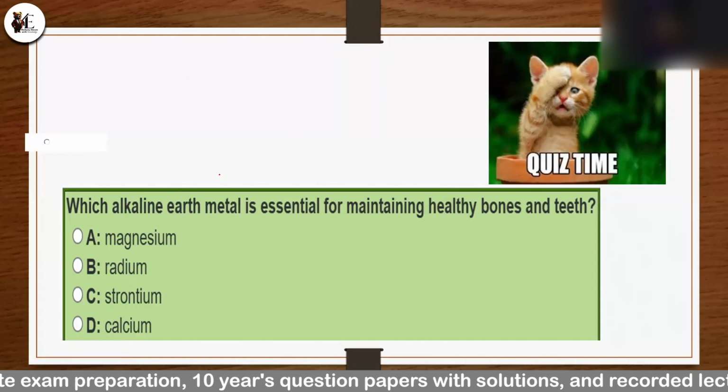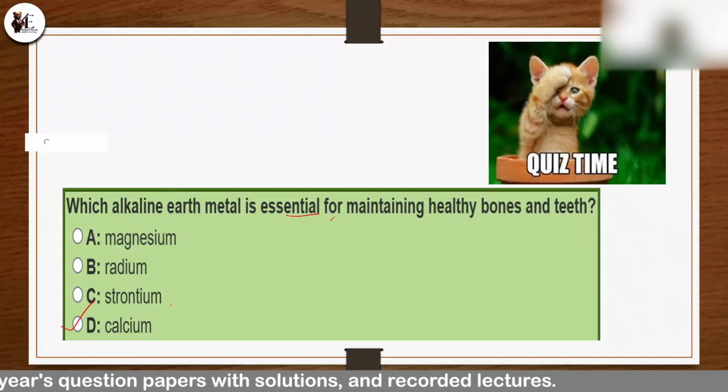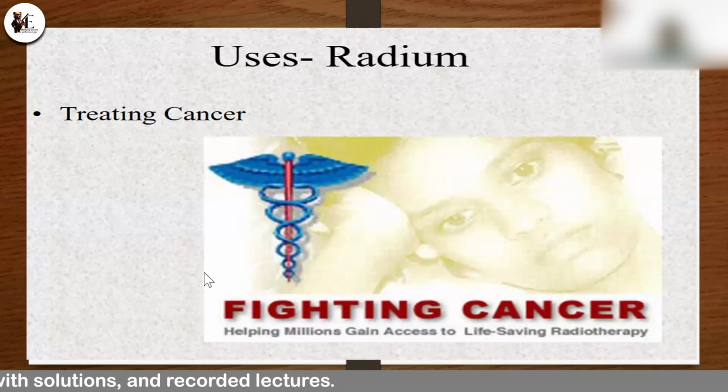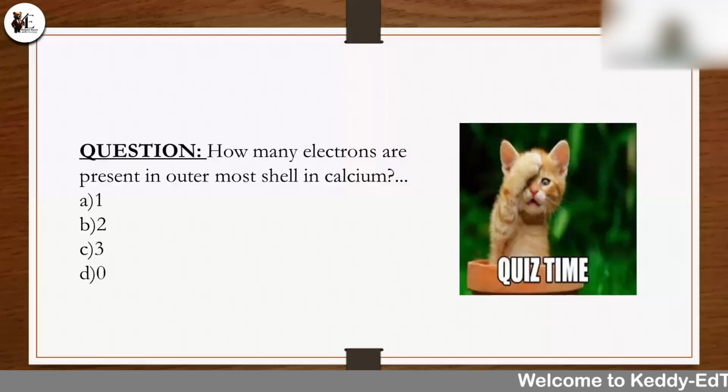Calcium. Yes, it is calcium. Which alkaline metal is essential for maintaining healthy bones and teeth? It is calcium. Uses of radium: it is used in treating cancer. Uses of barium: it is used in medical applications, glass making, rat poison, and making rubber. So please answer this question.